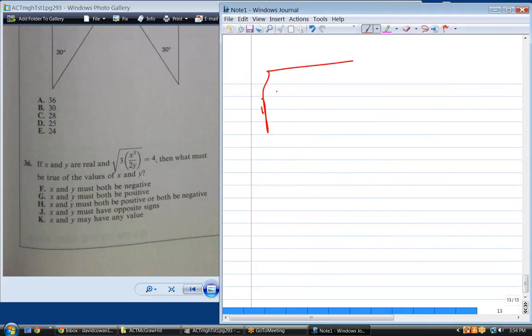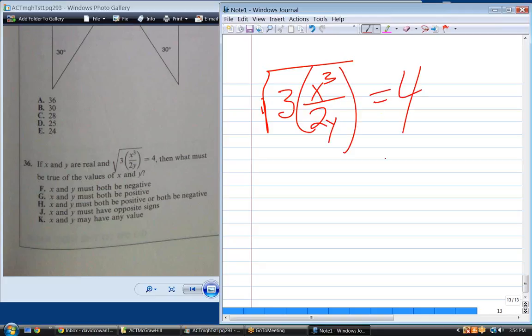Okay, I have the square root of 3 times x cubed over 2y is equal to a positive number. Well, we knew that. What must be true of x and y? Scan the answers before you think about it. I know "they both must be negative" is incorrect.